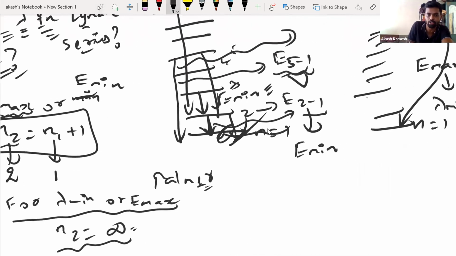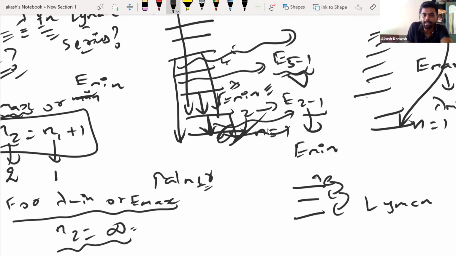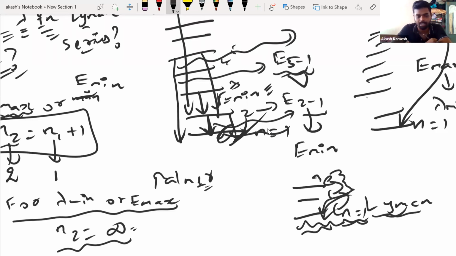So basically, if I tell you that the electron is in the third orbit and it goes to the second orbit and then it comes to the first orbit, I still call it the Lyman series. The end result is what you have to see. The end result is that it is coming to n is equal to 1. So whenever it ends up with n is equal to 1, it is the Lyman series. It doesn't matter how many transitions are happening; as long as I end up with n is equal to 1, it is the Lyman series. Understood? Yes, sir.